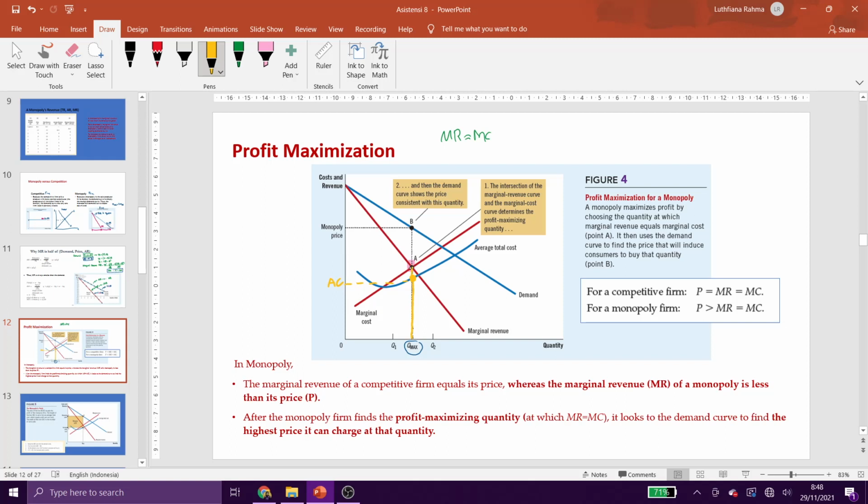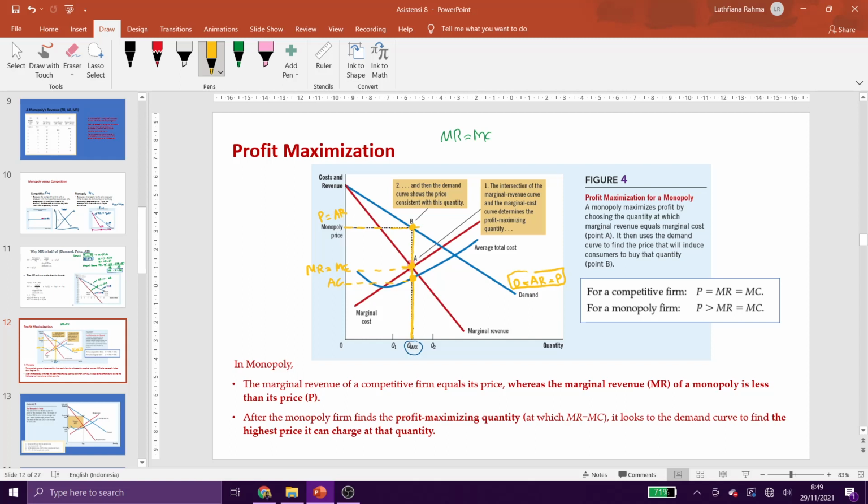And then we move upward again, and we will see the marginal cost and also the marginal revenue, right? This point A is where MR equals MC. Then we move upward and we will see the demand curve. Demand is also the same as average revenue and price. Always remember these three are always the same. So at point B, it is the monopoly price, and also the average revenue.